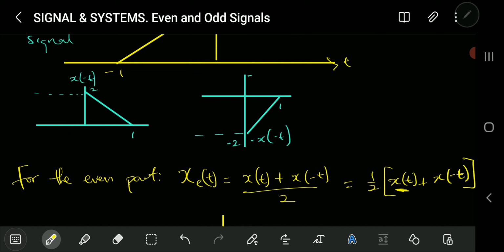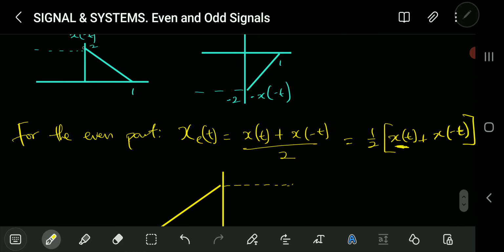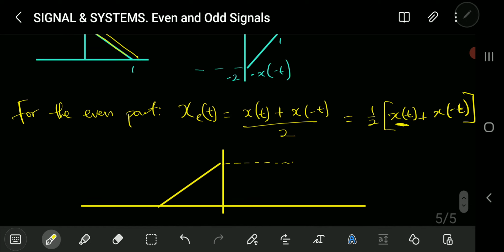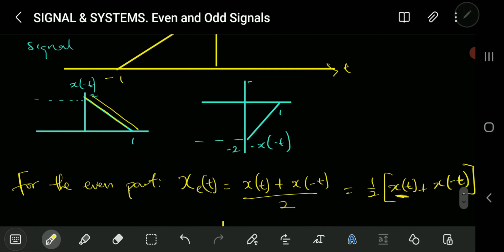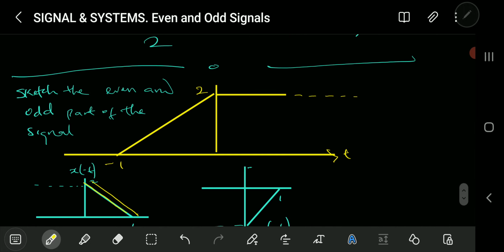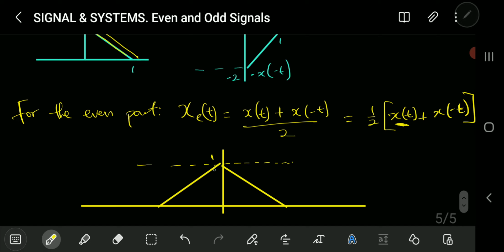We are going to bring them together, and x of minus t is a signal in this form, so it's coming like this. And don't forget the over 2. This over 2 is going to affect the amplitude. That means you're going to be dividing the amplitude by half. Don't forget the amplitude of the signal itself is 2. So now we are going to be having this place to be 1, and here is still going to remain as 1, and this is going to remain as minus 1. Now what we are having here is the even part of the signal.